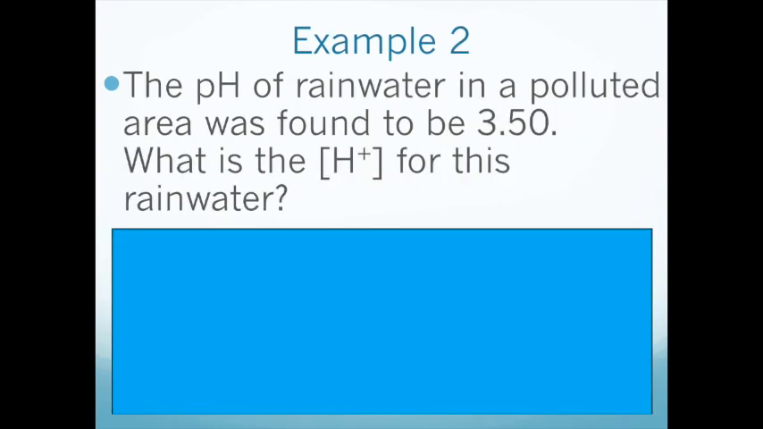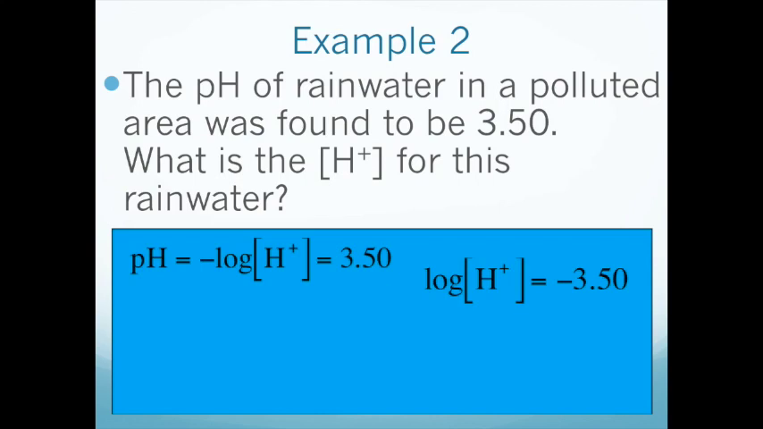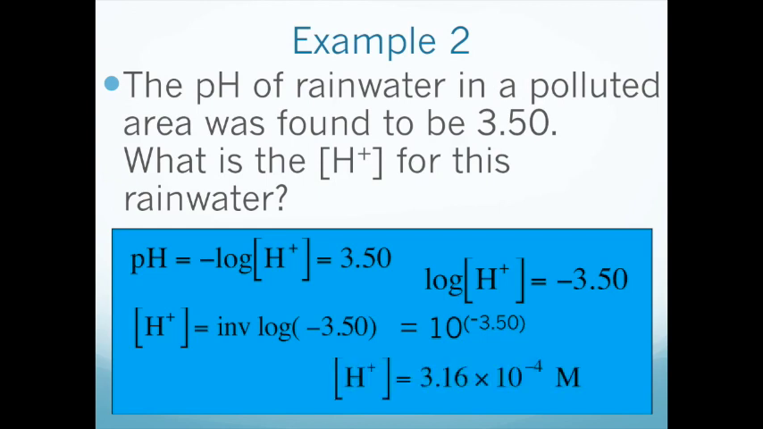We can also calculate the hydronium ion concentration of this rainwater by using the fact that the pH is equal to the negative log of the H plus concentration. In order to calculate this, we have to take the inverse log of negative 3.5, which is equivalent to taking 10 to the power of the negative pH. And this gives us an H plus concentration of 3.16 times 10 to the minus 4 molar.